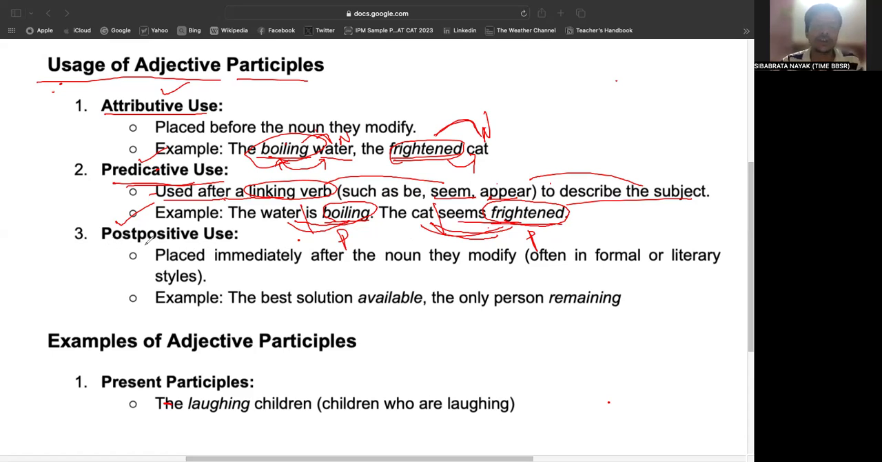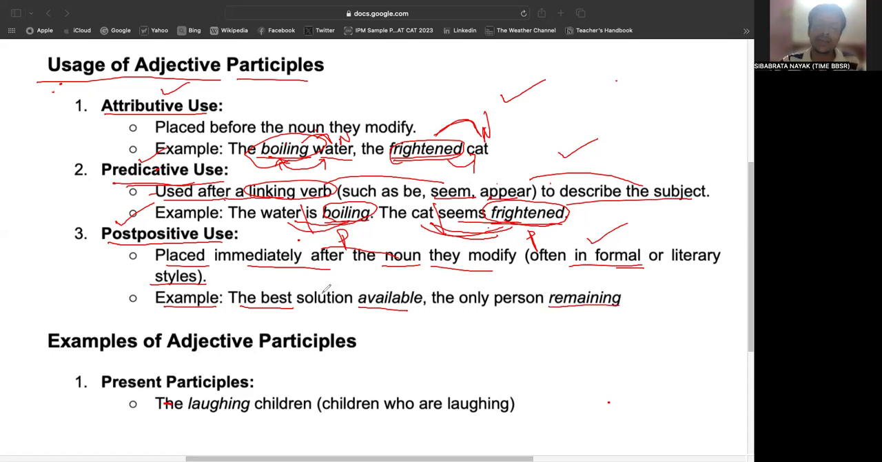Next, the third one is called the post-positive use. What do you mean by post-positive use? It is placed immediately after the noun it modifies. So what do we find? The first is attributive, the second is predicative, and the third is post-positive. In post-positive, the adjective is placed immediately after the noun, often in formal or literary styles. Let's take the examples: the best solution available, the only person remaining. So what we can find is available, and also remaining.